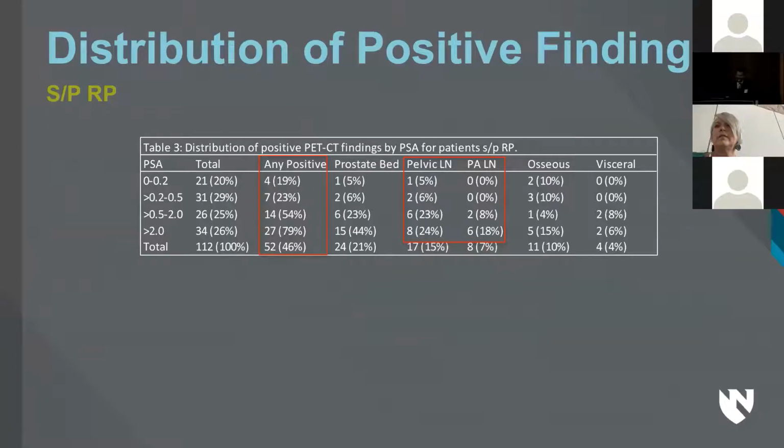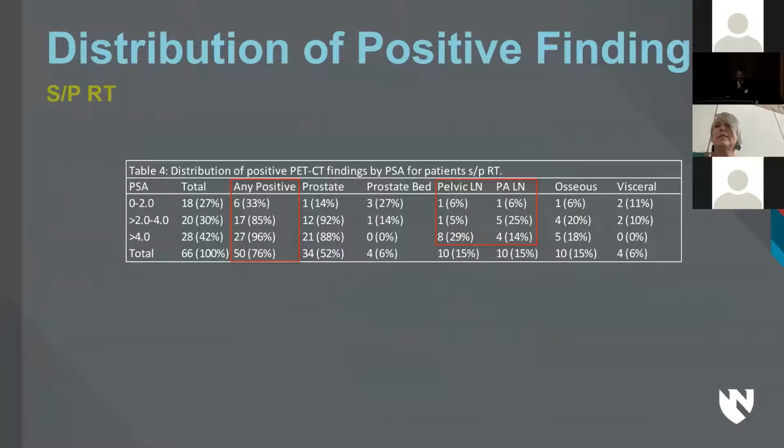We also see the increasing risk of pelvic lymph node and periaortic lymph node involvement with increasing PSAs. This is similar to those that are getting radiation therapy. Even at low PSAs after radiation therapy, 0 to 2, we saw a high rate of positivity that increased with increasing PSA. And similarly, pelvic and periaortic lymph node involvement increased with PSA.